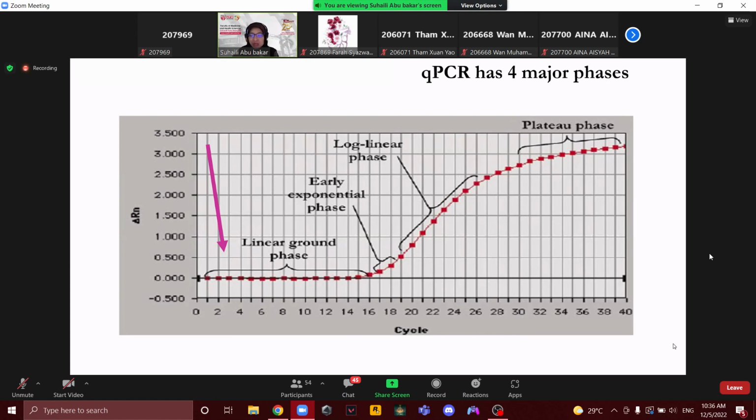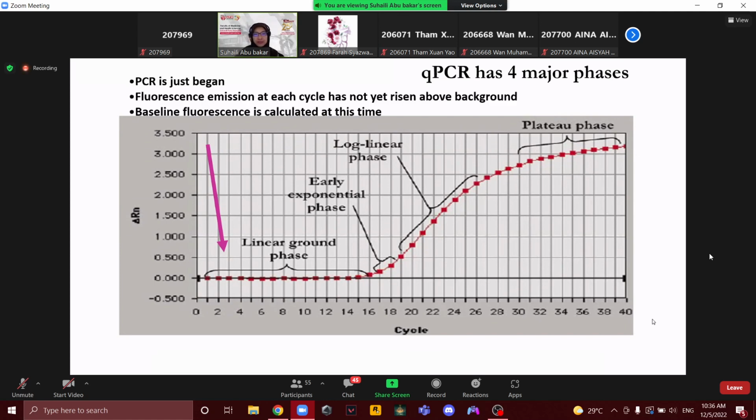So that means if we use standard PCR, we cannot see the real phase, right? But when we use real-time PCR, actually from here to here we consider the linear ground phase, like a warming up phase. Until 16 cycles, then comes early exponential. After that, log linear phase, then plateau. So this is the explanation of every phase.